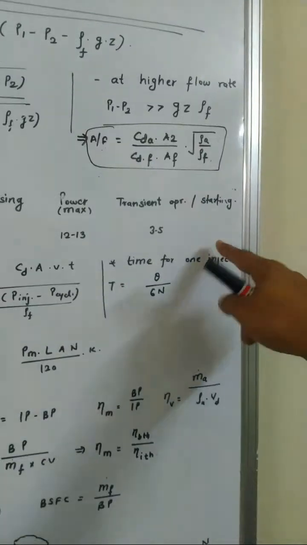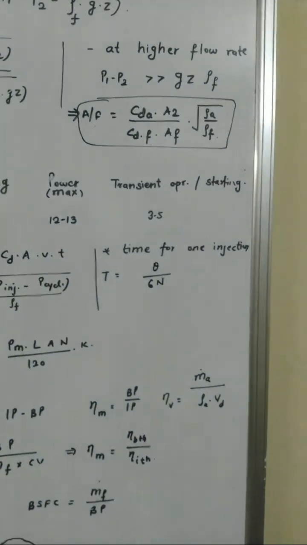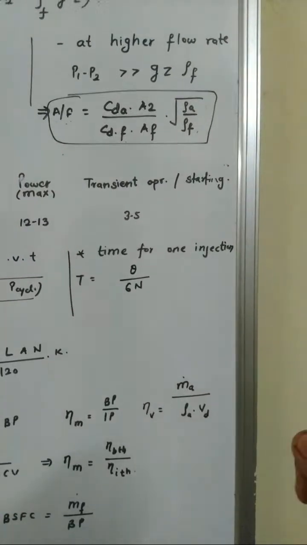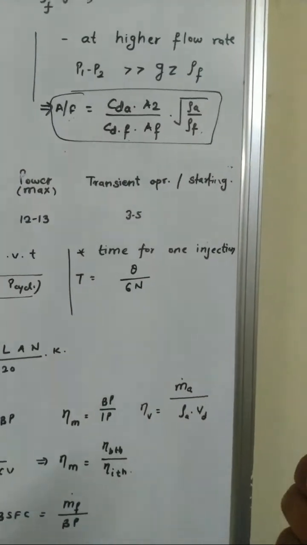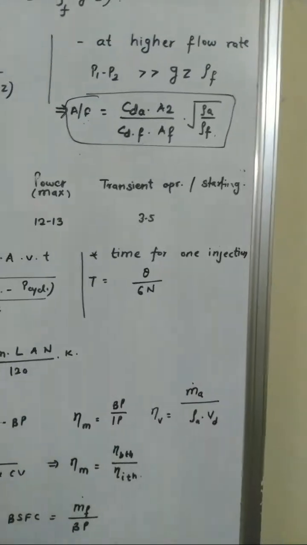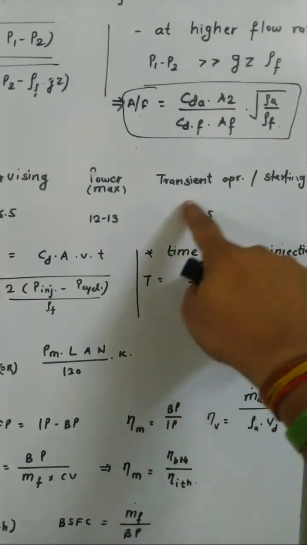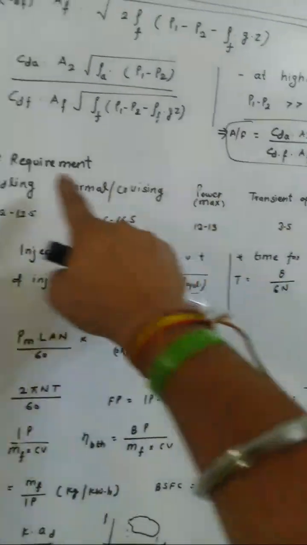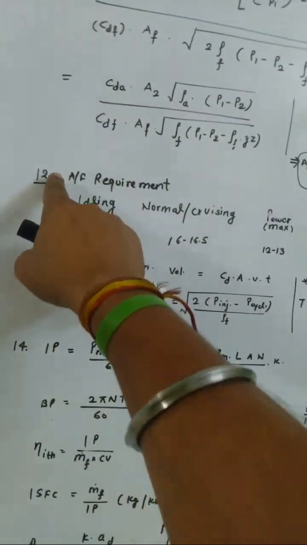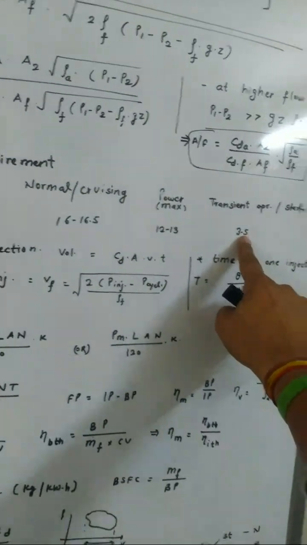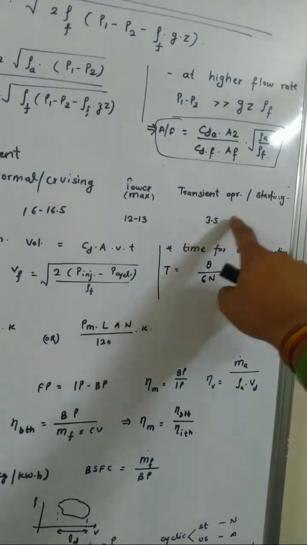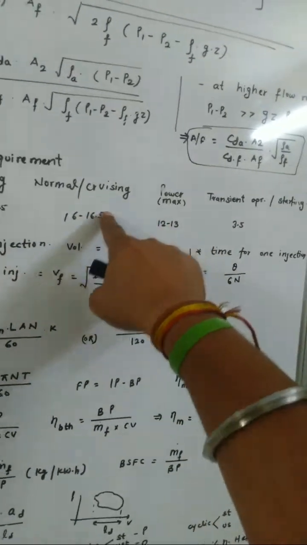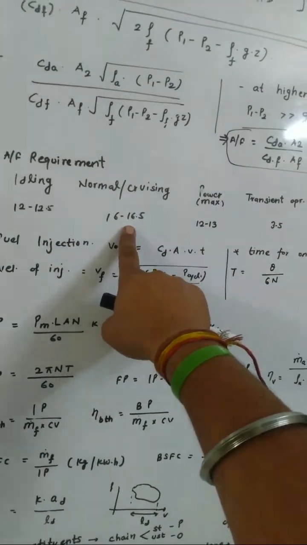If you have seen in the winter, if the vehicle is not starting, we use the choke. You know what we do when we use the choke, we make the rich mixture. This is 3 to 5. The value is less, but it is rich. Why? Because the ratio is air to fuel, not fuel to air. So this low value indicates the rich mixture. So in starting, we need a very rich mixture, and in normal or cruising condition, we need a very lean mixture.